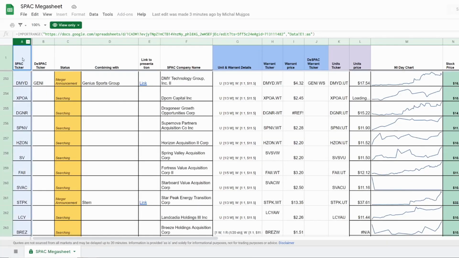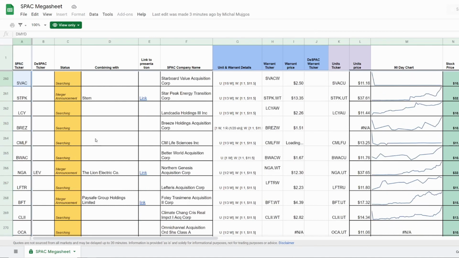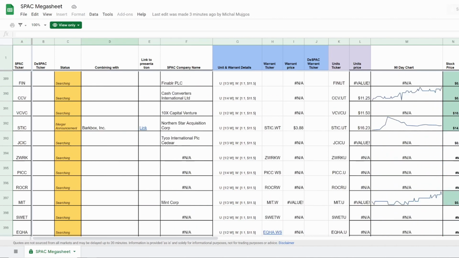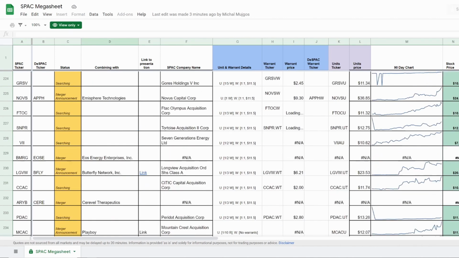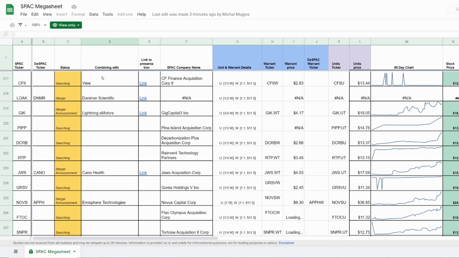So obviously the first column, SPAC ticker, is the ticker of the SPAC for the common stock price. You can see that this spreadsheet has about 400 SPACs available. So let's skip the second column and go straight to the warrant ticker and the units ticker.